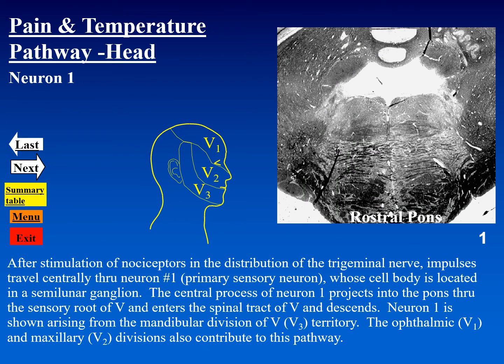So the pain pathway from the head region, as I stated, is mostly related to the trigeminal system. The cell body of neuron 1 in this pathway is located in the semilunar ganglion or trigeminal ganglion. Its central axon runs through the sensory root of 5, and then it's going to descend through the spinal tract of 5. And as we'll see, it will continue on to the caudal medulla.